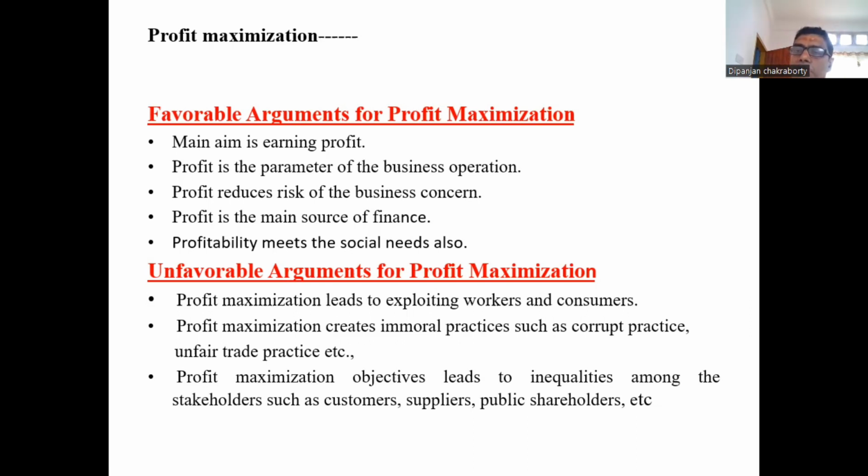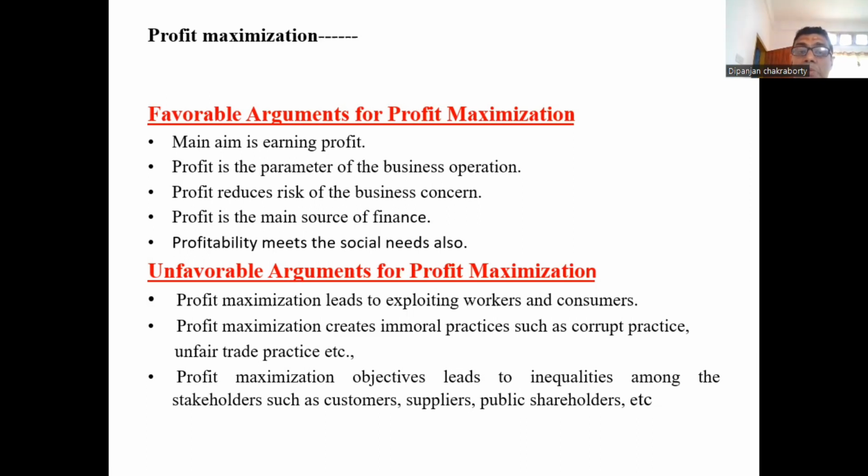Why should profit maximization be considered as one of the best objectives for financial management? Because the main aim of any organization is earning profits. Without profits, no one can think of anything, because profit is the main source of finance. If there is a profit, every business can think we can run the business. The business will grow definitely.